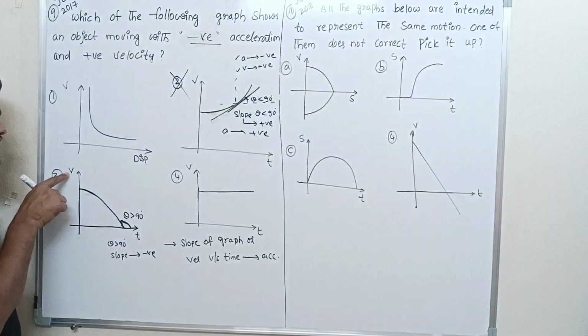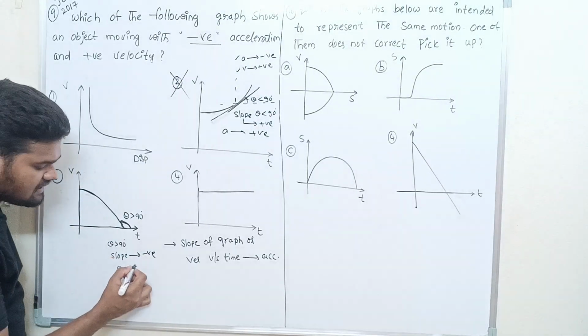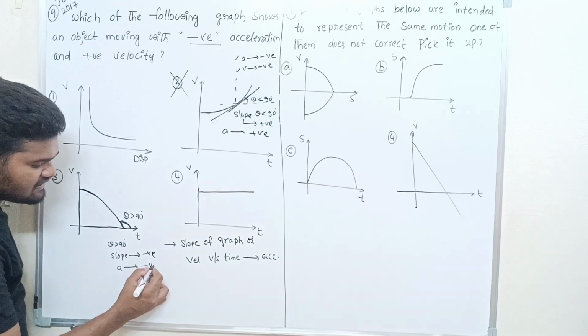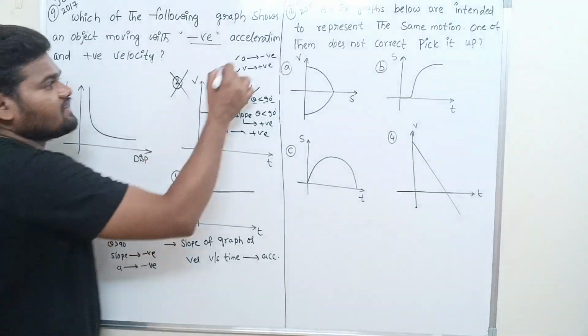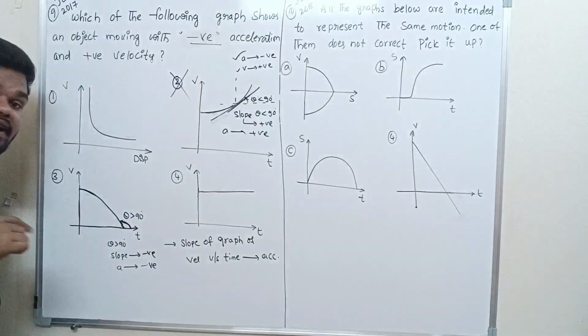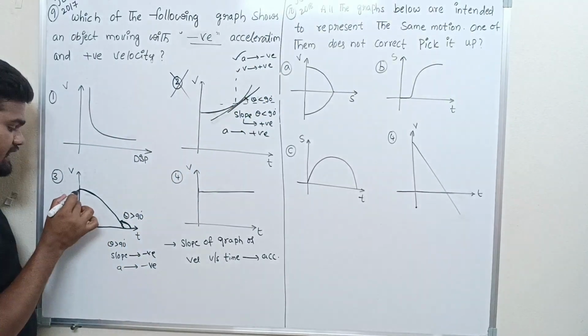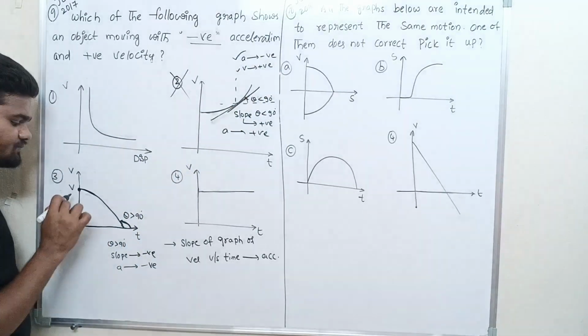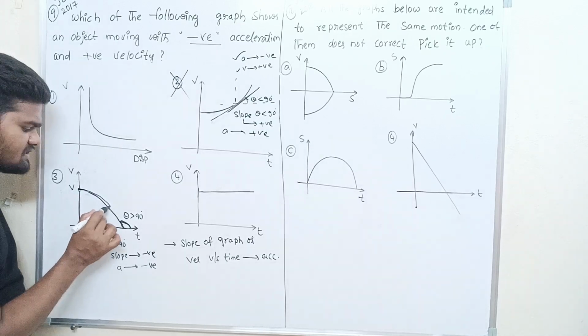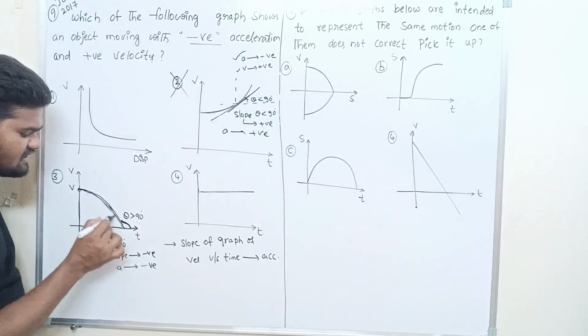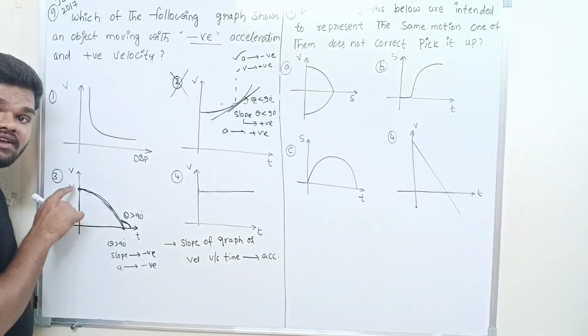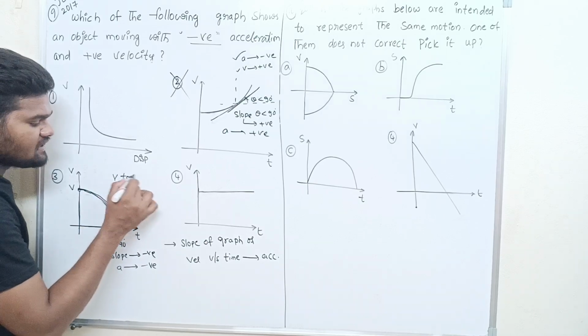The slope of the graph of v versus t gives what? Acceleration. If the slope is negative, acceleration is negative. So in this graph, we have negative acceleration, but we need a positive velocity. The initial velocity of the object is v. With respect to time, the velocity of the object is decreasing, and it reaches 0. So v to 0.